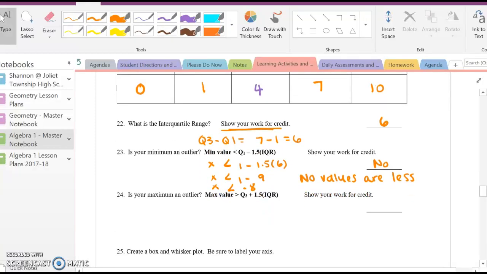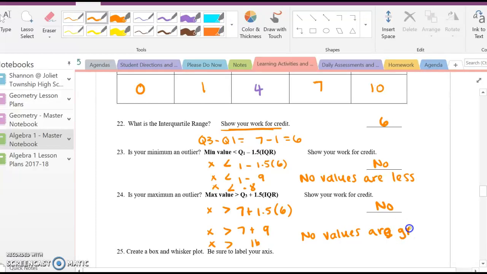Is your max an outlier? So I go back up to Q3, which is 7 again. So 7 plus 1.5, again, IQR was 6. 7 plus 1.5 times 6 is 9. Sorry, so 7 plus 9 is 16. Do I have any values that are bigger than 16? Again, there are none, because no values are greater, because the highest value was 10.